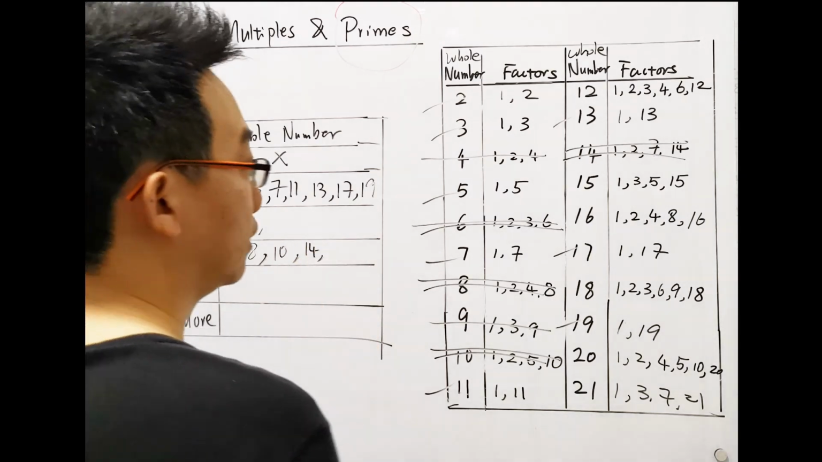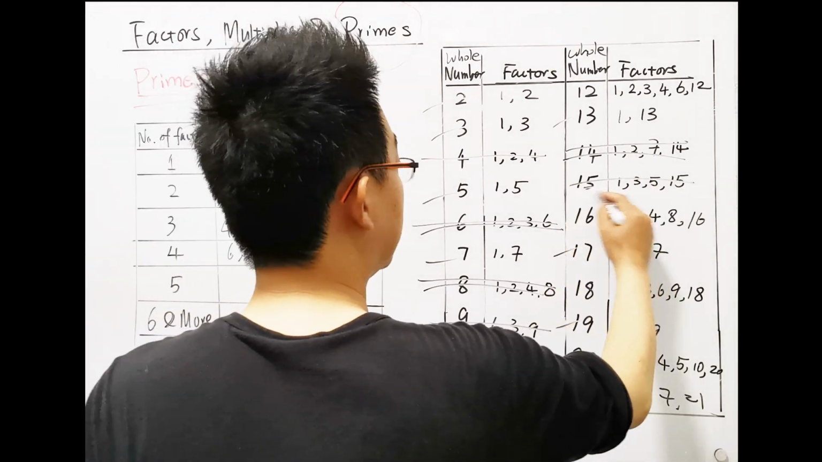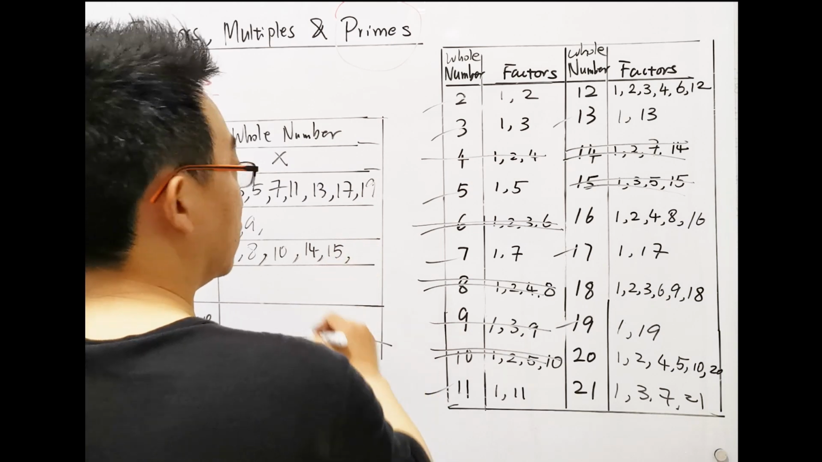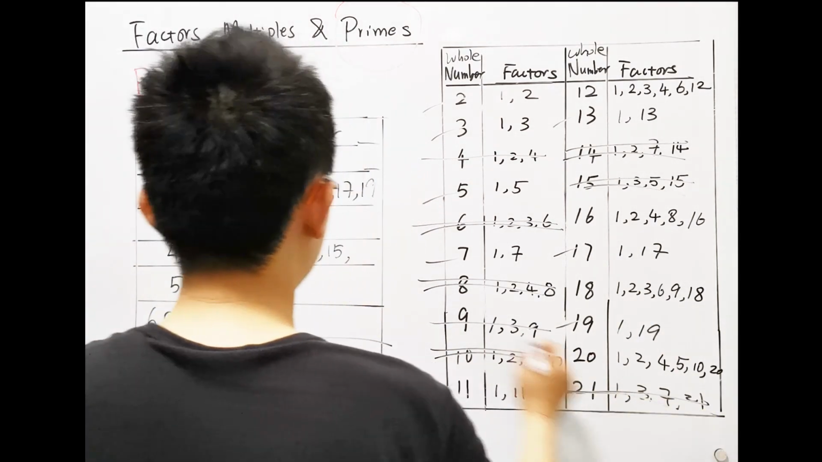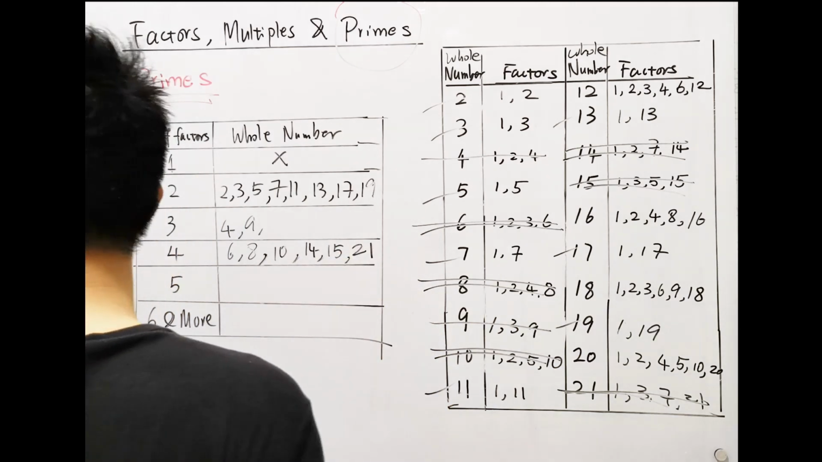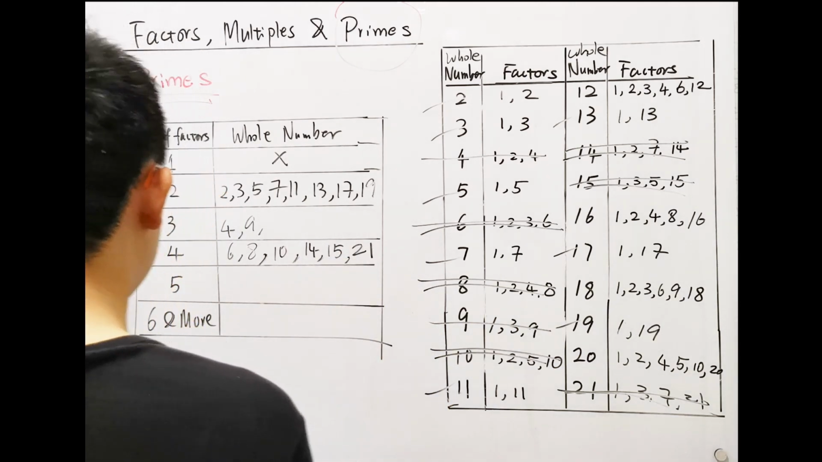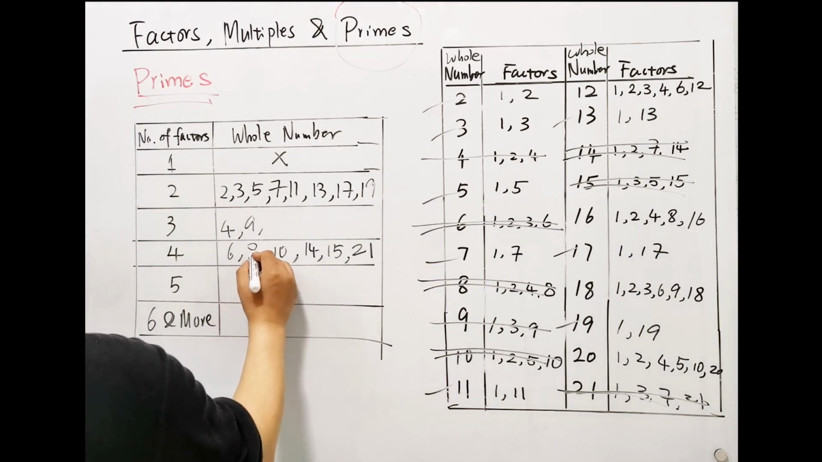14. Yes. Okay. 15. Yes. Okay, so 4 numbers up here. 21. Yes. Okay. So we have all those numbers. We have 4 numbers. Okay.